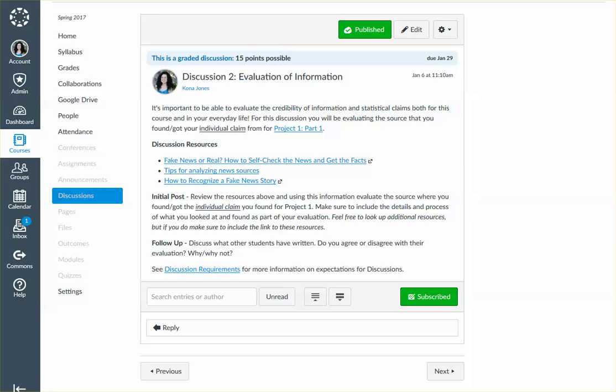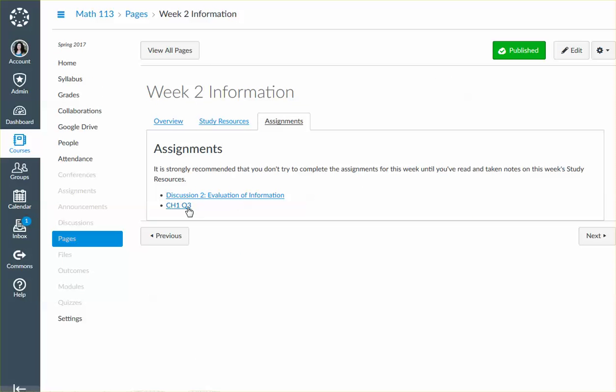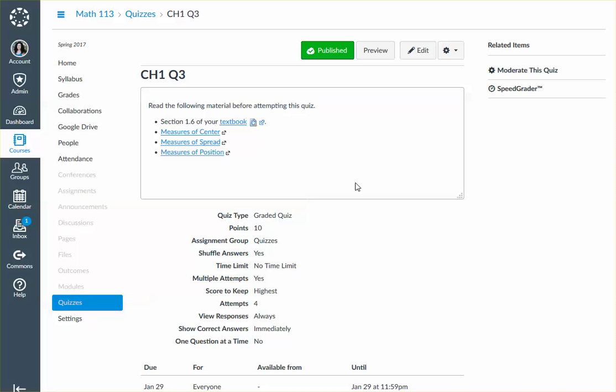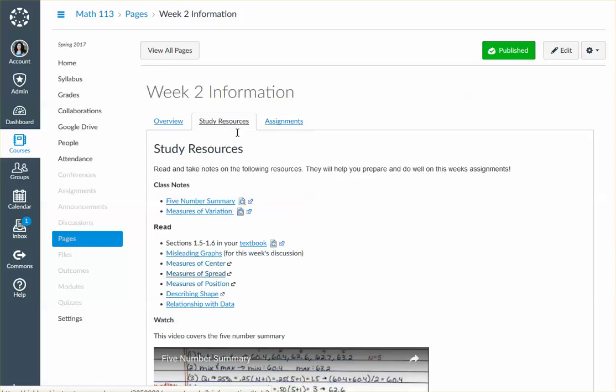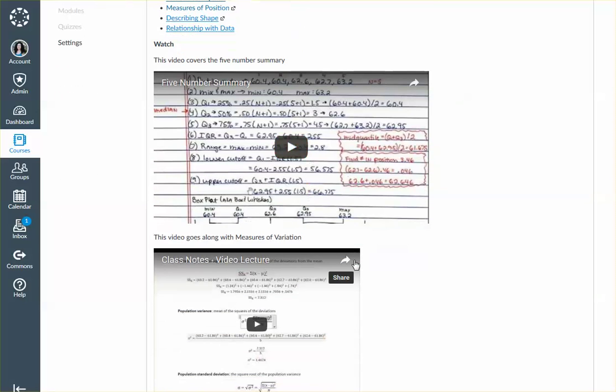So moving along back to week 2 information, you then have your chapter 1 quiz 3. For that one, it's going to be on measures of center, measures of spread, and measures of position, and make sure to review that from your textbook. But in all honesty, the important stuff too, in addition to that, is going to be the class notes and the videos that go along with that.